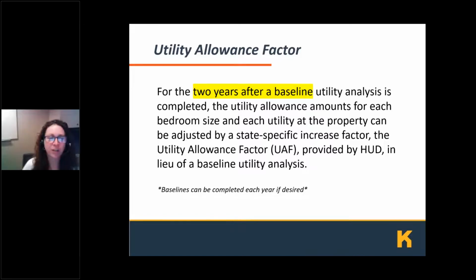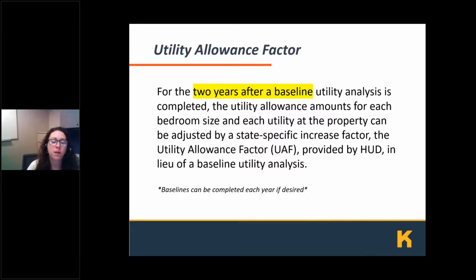We're going to have to adjust your allowance, like I mentioned earlier, every year. So after you've done a baseline, you get to take the factor for 2 years. That just means we're going to adjust your current allowance by the factor that's been released by HUD. It's a utility allowance factor. You're going to see and hear UAF. That's what that's referring to.